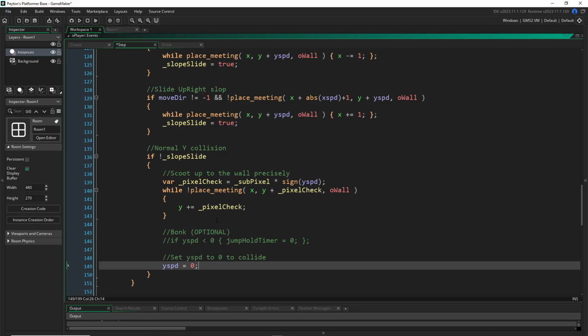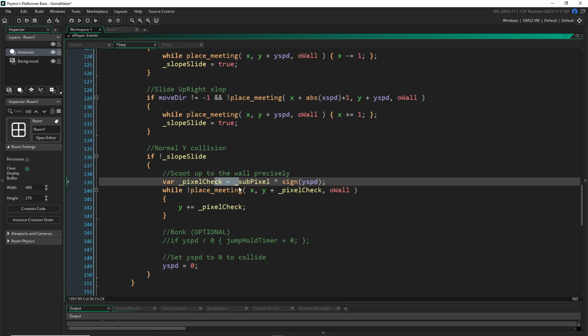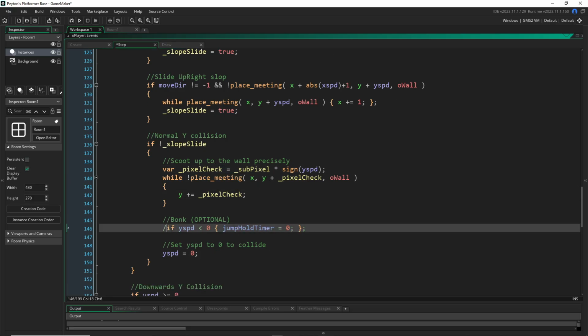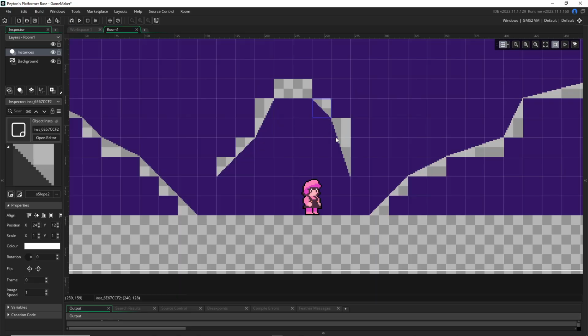and add it here. So again, this is just a precise collision check going upwards to the wall. And if we want to add our bonk back in, we can. But we'll only be bonking on walls that are at less than a 45-degree angle. So we would bonk on something like this because we don't really want to slide up this angle. So let's check both of those really quick.